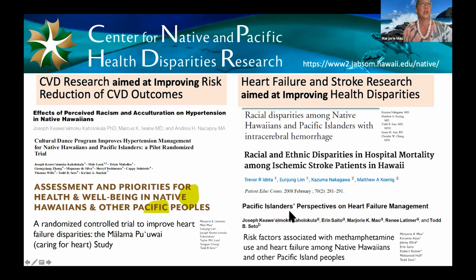And then we've also looked at heart failure, looking at the Pacific Islanders' perspectives on heart failure management. During the course of our study, we found the impact of methamphetamine use on heart failure among Native Hawaiians and Pacific Island people, and then actually conducted the largest cardiovascular clinical trial, called the Malama Pu'uwai Caring for Heart study, showing how an educational program improves rehospitalization and CVD mortality.